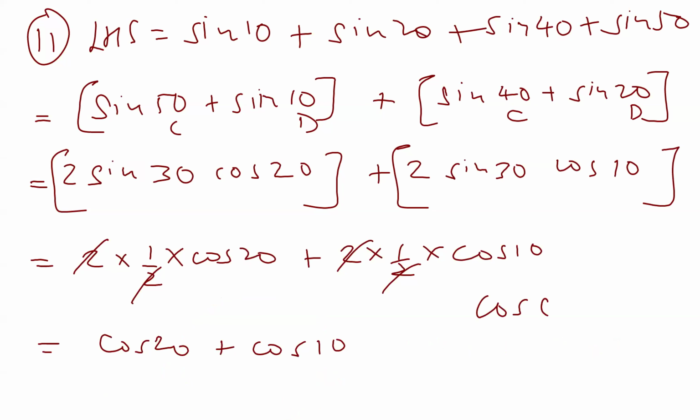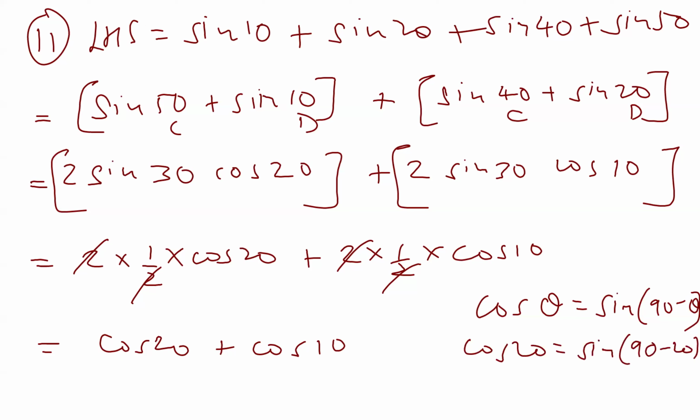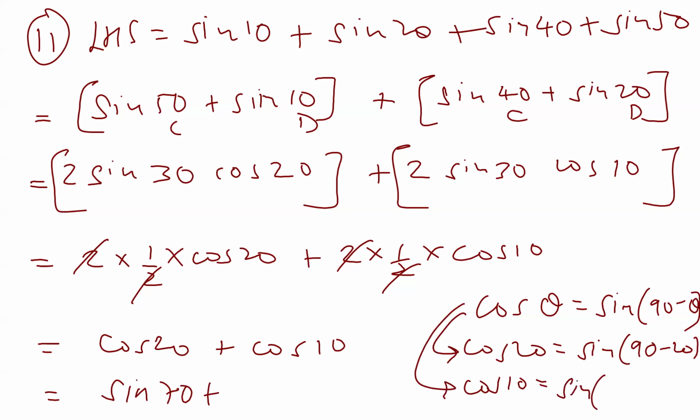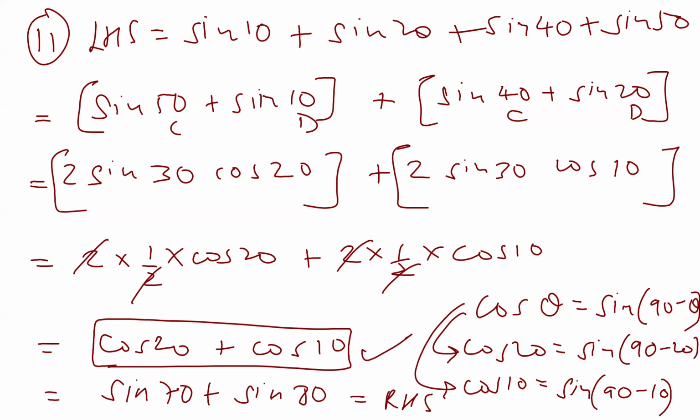Now cos theta, instead apply this formula: cos theta is equal to sine (90 minus theta). So cos 20 is equal to sine (90 minus 20), which is sine 70. And cos 10, applying this formula, is equal to sine (90 minus 10), which is sine 80. And this is equal to your RHS. So earlier I didn't observe the RHS. After cos 20 plus cos 10, do not apply factorization. By complementary angles, we can get the answer. Excuse me for the confusion. Okay, let's proceed with the next problem.